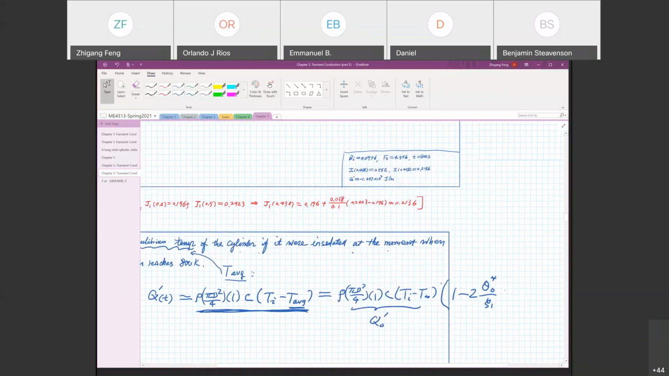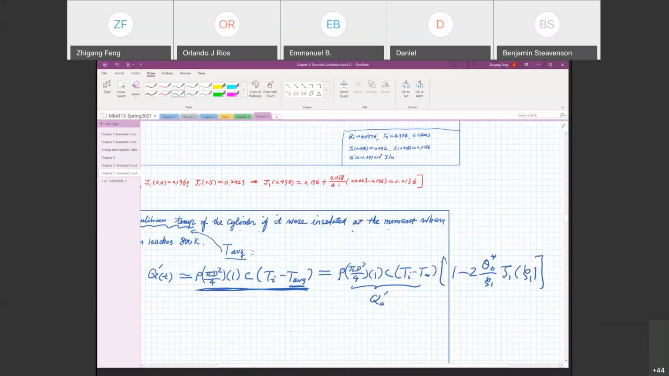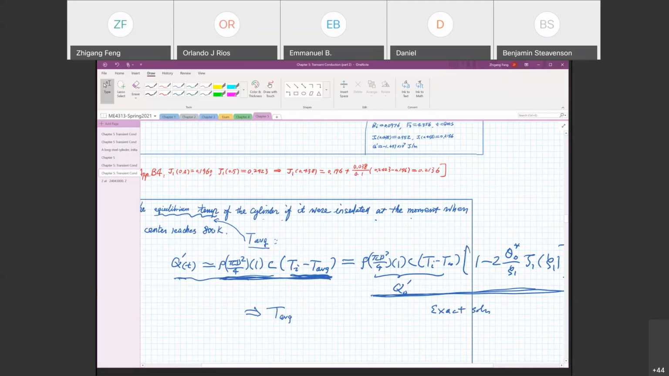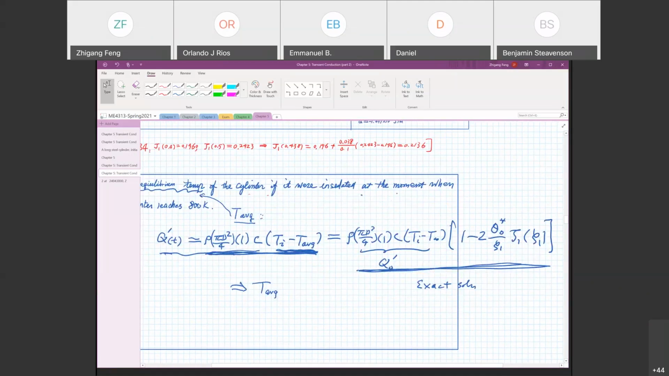Multiply Bessel function of theta 1. So we have this relationship. This part is based on the exact solution, and this part is just based on the energy balance: the temperature difference multiplied by MC has to be equal to Q. So using this equation, we can determine the mean temperature T average. That's how to solve the average temperature.